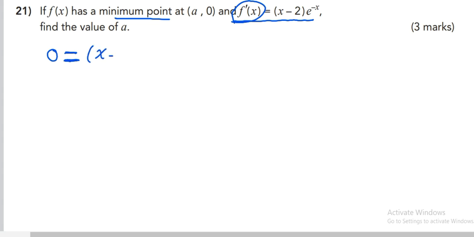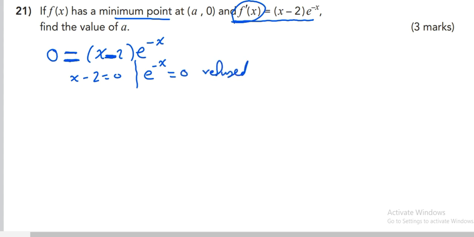It will be x minus 2 e to the power negative x equal 0. Here we have already factorized the expression, so we can solve x minus 2 equal 0 and e to the power negative x equal 0. This one is refused because there is no value we can put in the place of x that makes it 0. So we have only one choice, x minus 2 equal 0. So x equal 2.